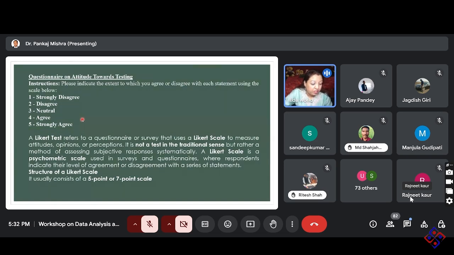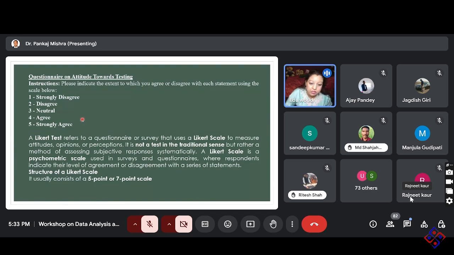If you want to give more, the additional dimension to it, you can use the 7-point Likert scale. 7-point is nothing, it is this scale with a little bit of modification, like more strongly agree, then agree. This way the dimension will be increased. So that is a 7-point scale. It can be 10-point also, it can be 7-point also, it can be 5-point.